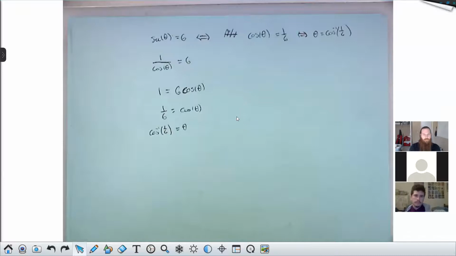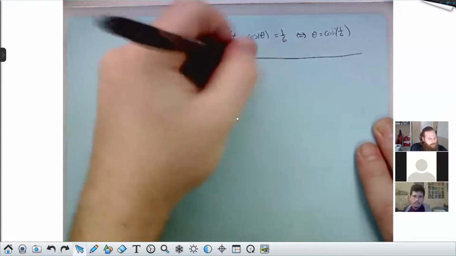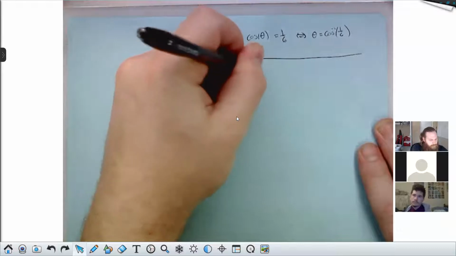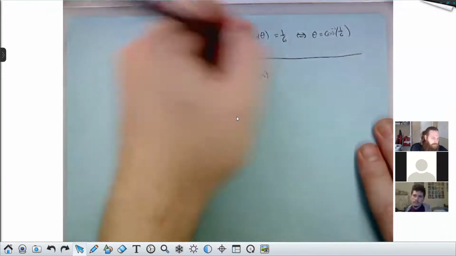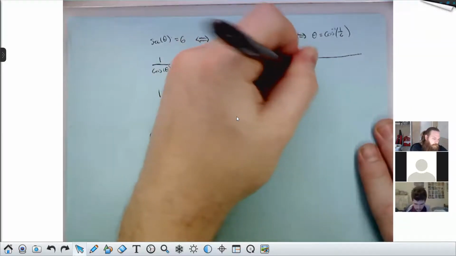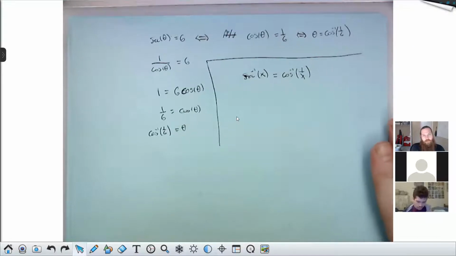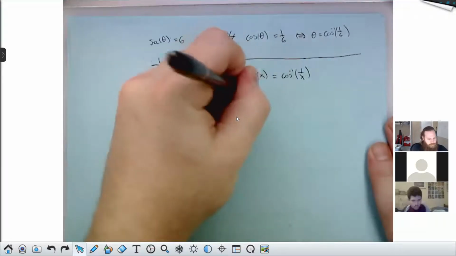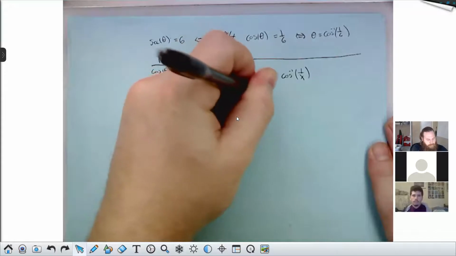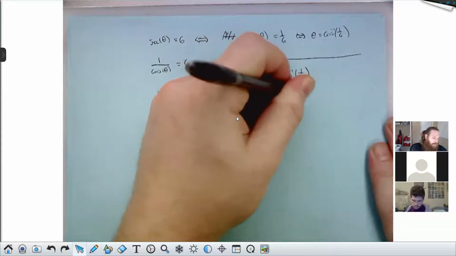So basically just whenever we have to do secant inverse, flip it and do cosine inverse. Yeah, so there's an underlying identity here, and that's that the inverse secant of x is the same as the inverse cosine of 1 over x. So if I need the inverse secant of 6, like we did here, that's the same as the inverse cosine of 1/6.